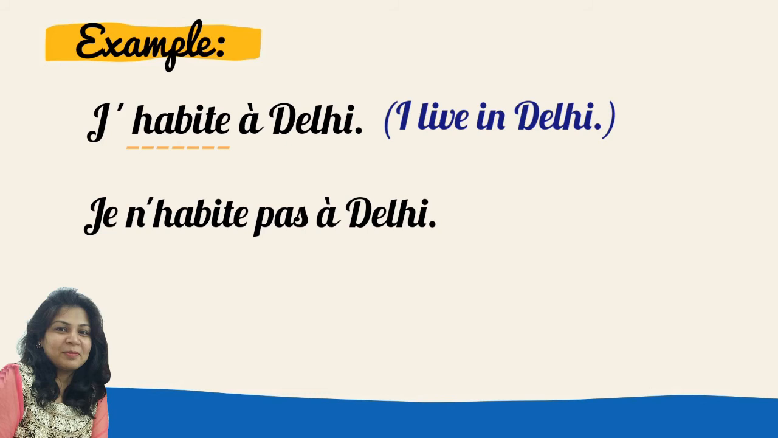As you can see here, je has taken back its e, which was converted to apostrophe in the initial sentence, and ne has taken an apostrophe because ne and habite have got contracted. Okay, so je n'habite pas à Delhi. So this is how we make a negative sentence in French.